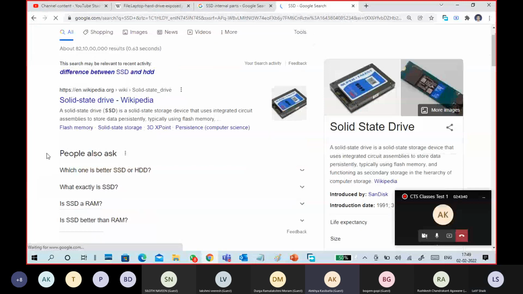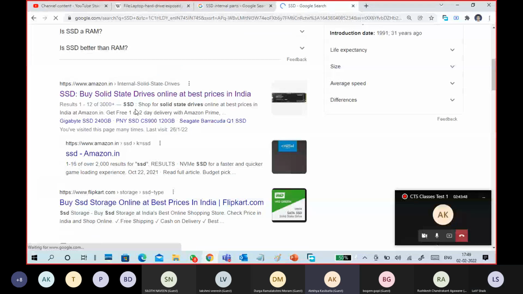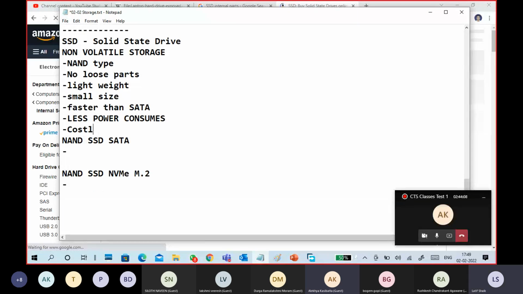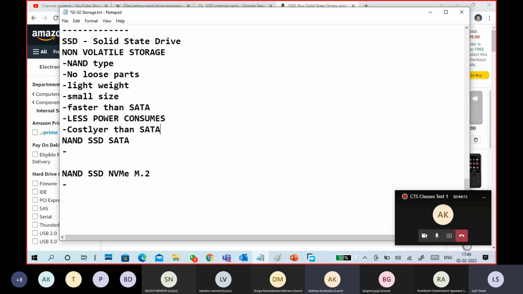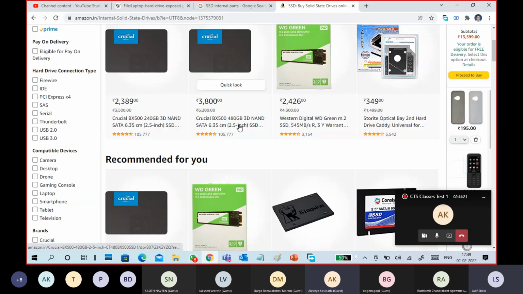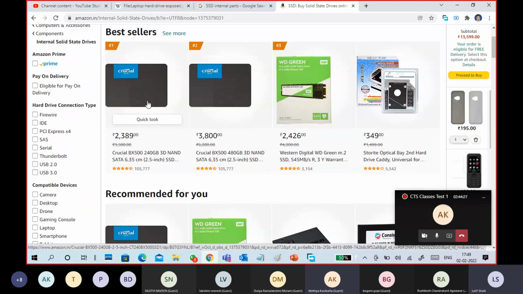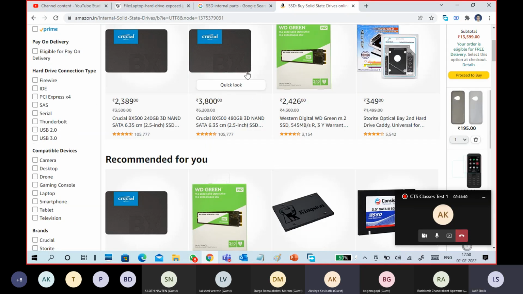Solid state drive. At the end, you have to buy either an SSD or a normal hard disk. It is costlier than SATA, with less power consumption. The problem is that it's costly. If you look at this 240 GB NAND SSD, it is around 2389. Maybe it is a little bit less, but usually you'll get 1 terabyte in a normal hard disk.